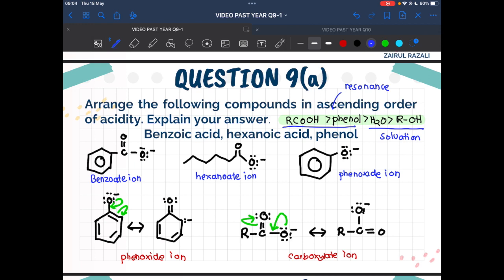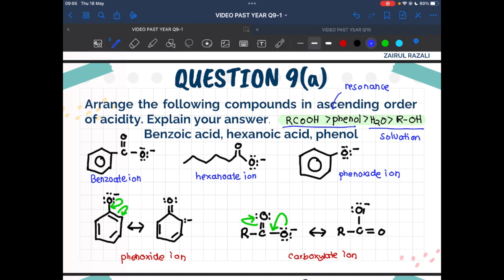Okay, phenol, when it donates hydrogen ion, it will form a phenoxide ion. So basically a benzene ring with single bond O minus. If we look at the resonance structure of the phenoxide ion, the electron will delocalize into the benzene ring. So from the single bond O, it will convert into double bond O, and we have a negative charge on the carbon atom of the benzene ring.